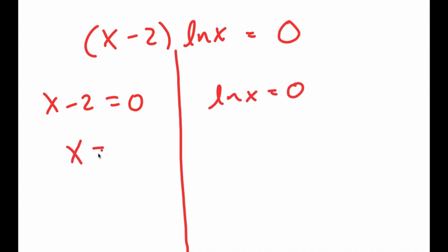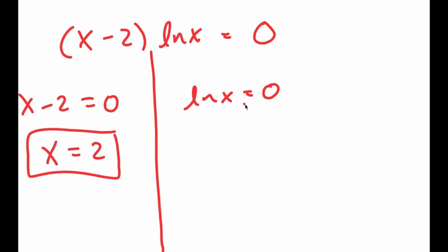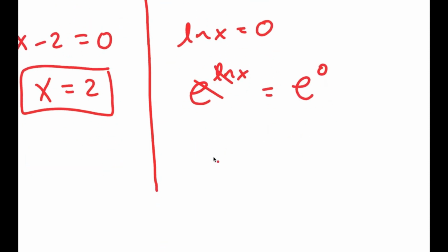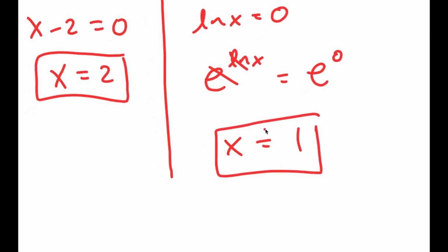x minus 2 is equal to 0. That simply means x equals 2. That's a simple equation. And for ln of x equals 0, I'm going to take e to the power of both sides. These two cancel out from my left-hand side, so I'm left with x is equal to e to the power of 0, which is 1. So these are my two solutions.